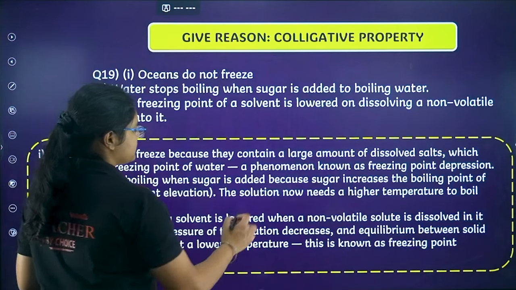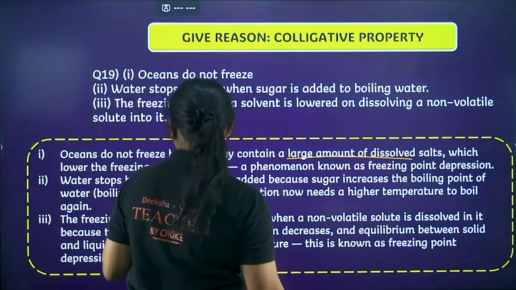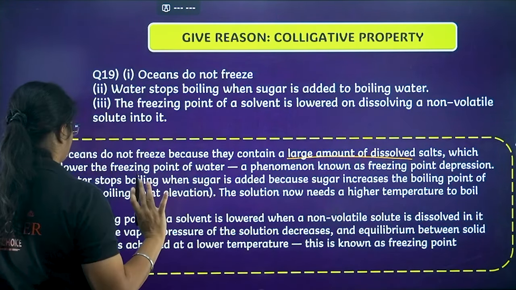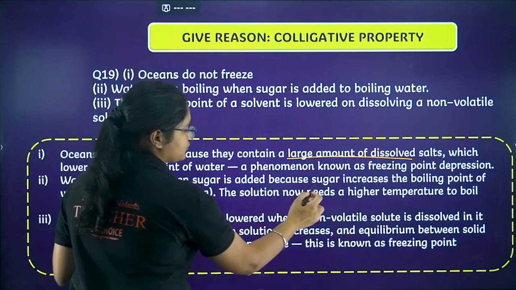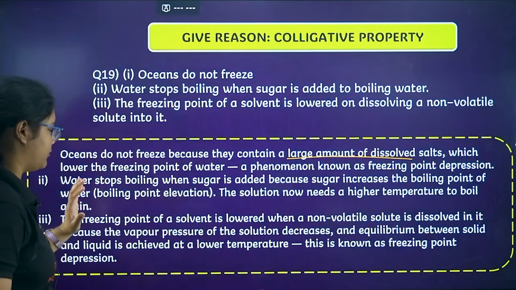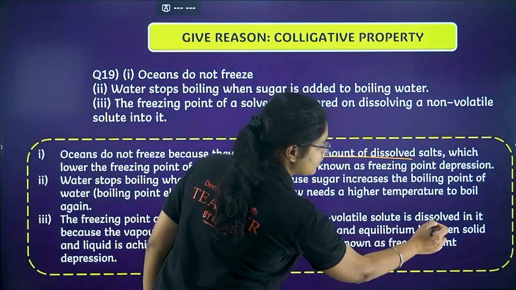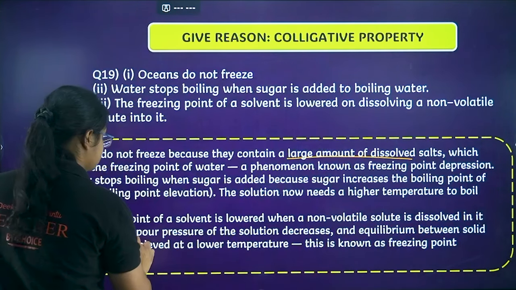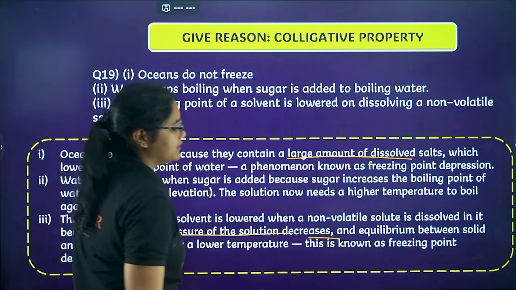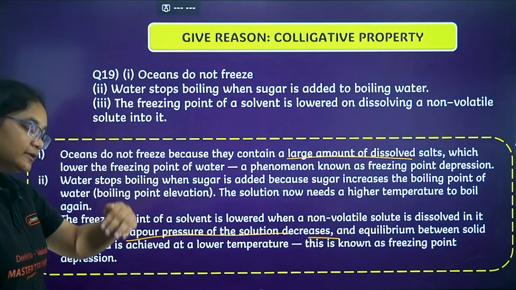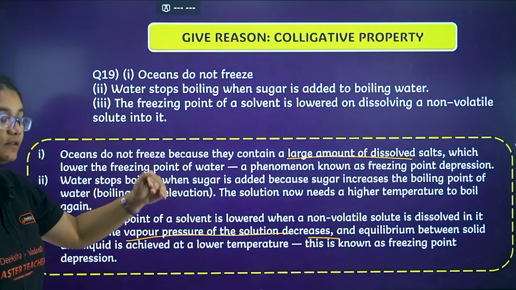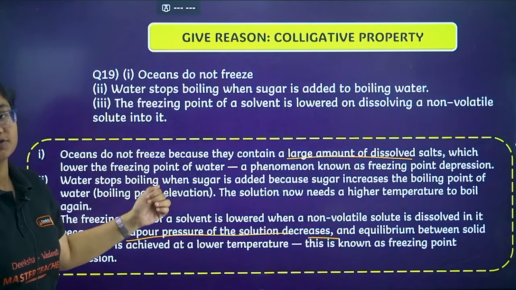So yes, let's see this one. Oceans do not freeze because they contain a large amount of dissolved salts, which lowers the freezing point of water. Next, water stops boiling when sugar is added because it increases the boiling point. You can read the answer. The freezing point of a solvent is lowered when a non-volatile solute is dissolved in it because the vapor pressure of the solution has decreased, and now you need to go to a lower temperature to meet the vapor pressure of the solvent.